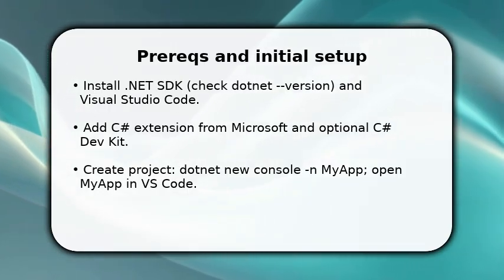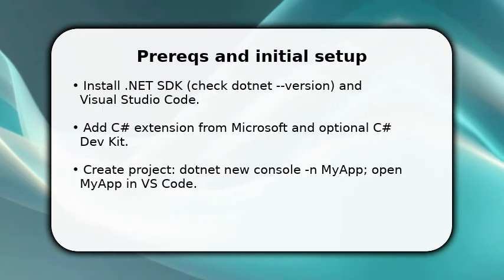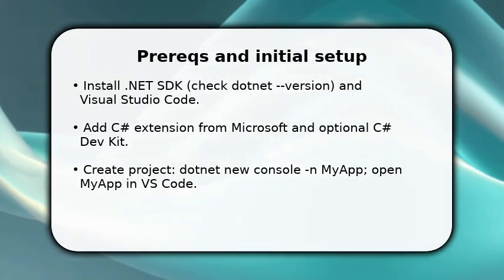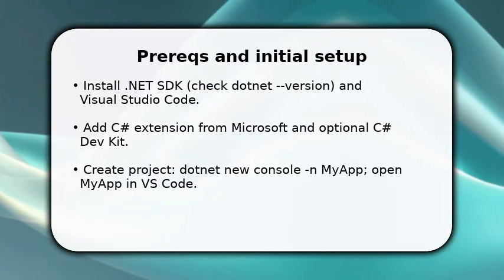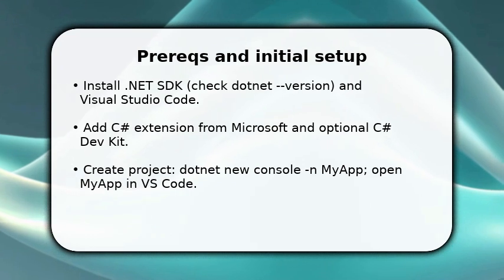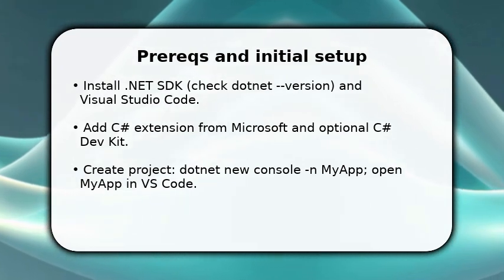Next, create a console app with dotnet new console and MyApp, and open that folder in VS Code. This gives you project files and launches the language server. Make sure dotnet --version returns a supported SDK, so build and debug will succeed.